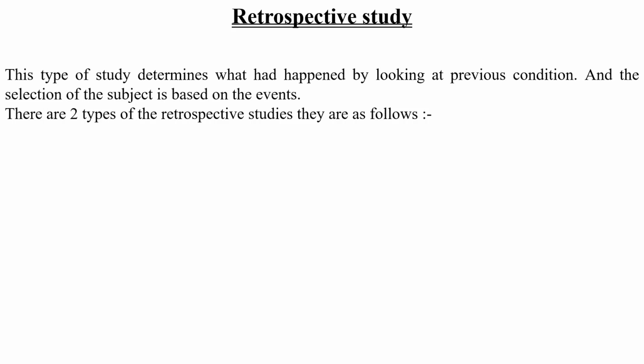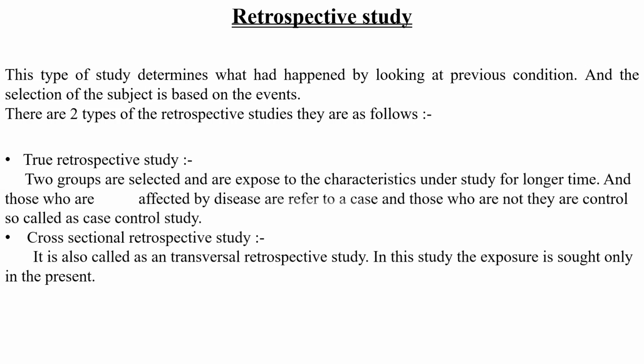It determines what had happened by looking at the previous condition. It is of two types: retrospective study or cross-sectional retrospective study. In a retrospective study, all the characteristics are exposed for a longer time, and after that the person who shows the effect is considered a case, and the persons who are not showing the effect are considered as a control, so it is called a case-controlled study.